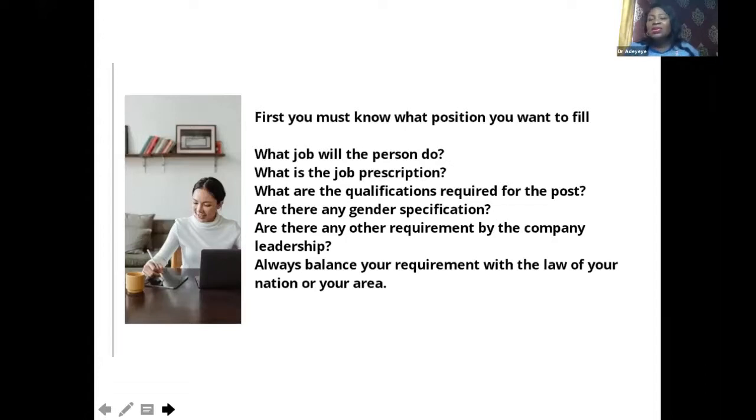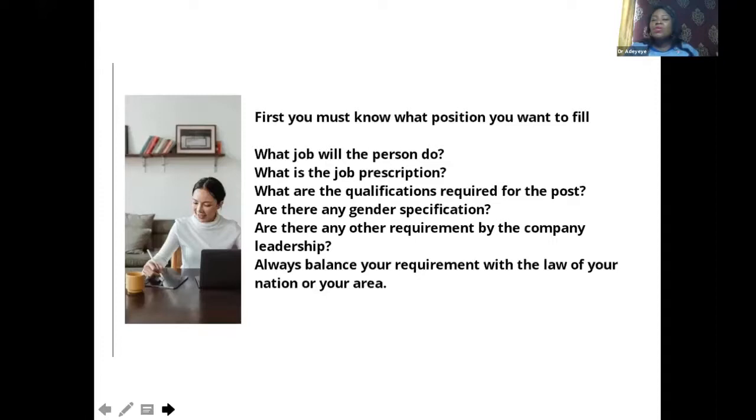Oh, there's a lot of work in my workplace. My company is getting bigger. I just need somebody to work with me. What will they do? What is the role they need to do? What are their roles when they come to your business? So you must know the position you want to fill. What job will the person do when the person gets there?